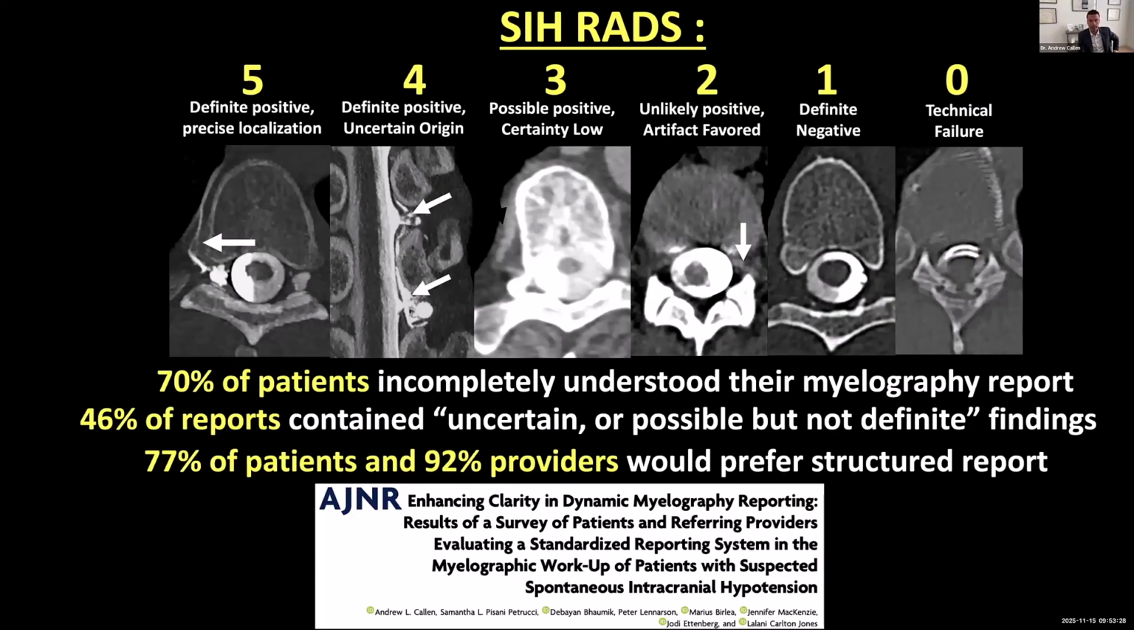We administered a survey to patients and referring providers, and the majority of patients felt like they didn't totally understand their myelogram report. And almost half of patients felt like their reports contained some sort of uncertain or possible but not definite findings. And the vast majority of patients and overwhelming majority of referring providers said they would prefer some sort of structured report where we're saying, listen, this is this category of certainty. We're not 100% sure, but we're somewhere in between, and this is what we think it is.